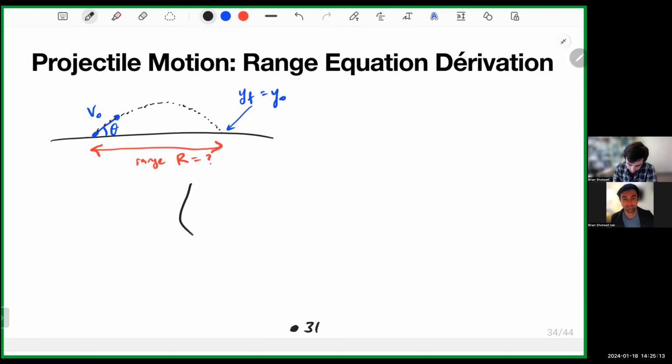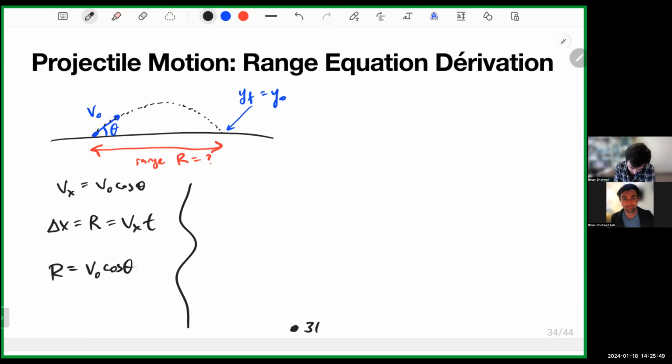As we've gotten some practice already, we definitely want to split up what's going on in the x direction and the y direction. So the x component of the velocity, which is going to remain constant throughout the whole motion, is going to be v naught cosine theta. And so the range, delta x, is what we're calling range for this particular problem. That's just going to be Vx times time. So the range is v naught cosine theta times time. So we would be done.